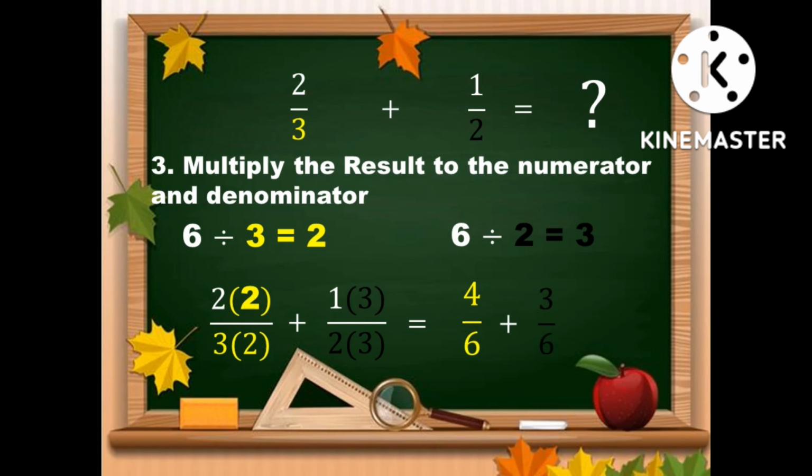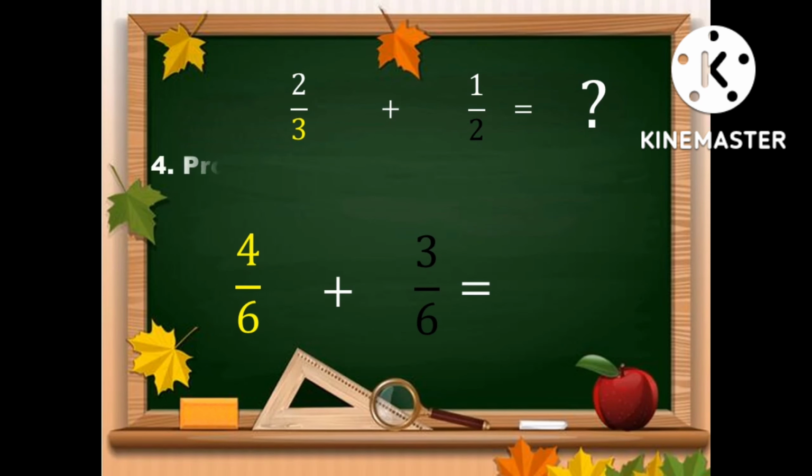Take note that the denominators should be the same. So if you multiply, 3 times 2 is equal to 6, and 2 times 3 is equal to 6. Now, proceed to the indicated operation. We have our new fractions, 4/6 plus 3/6. What will be its sum?